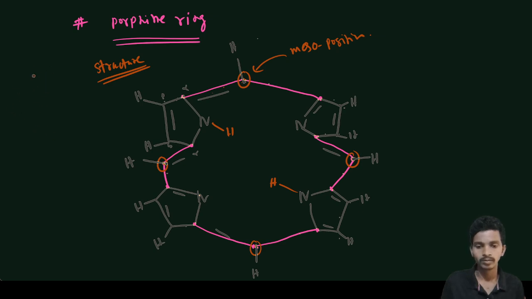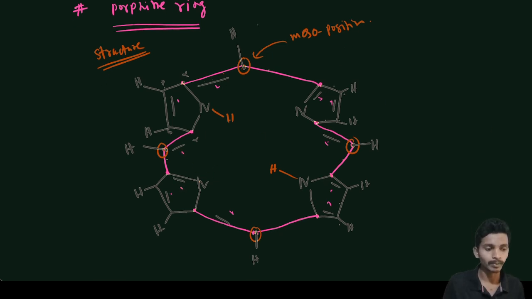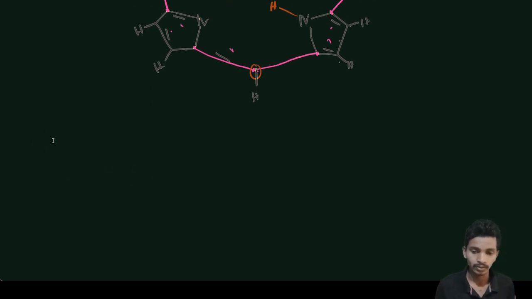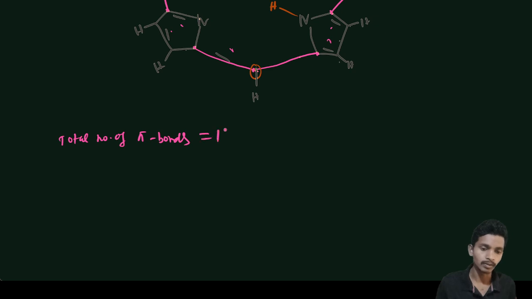So if you look at this ring, how many pi bonds are there? If I count from here, this is 1, 2, 3, 4, 5, 6, 7, 8, 9, 10, 11. So the total number of pi bonds is 11. Okay, this is the first thing.